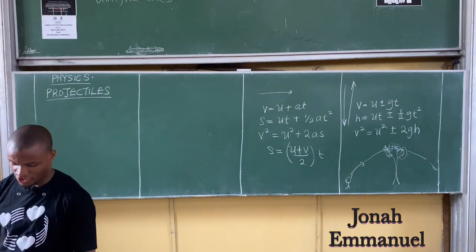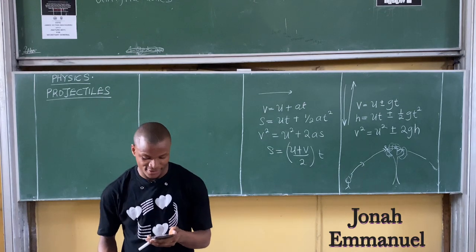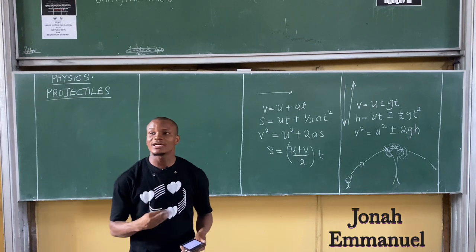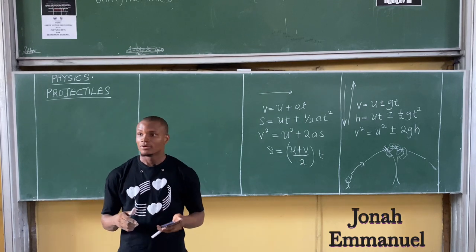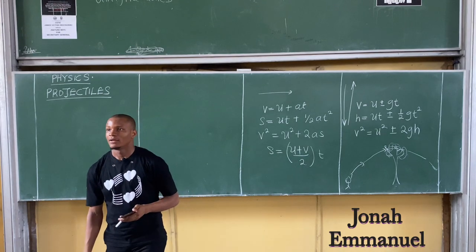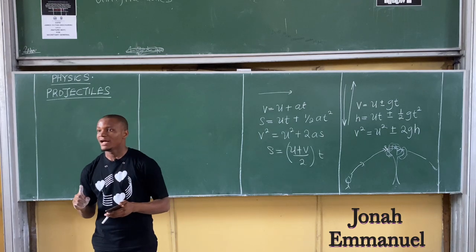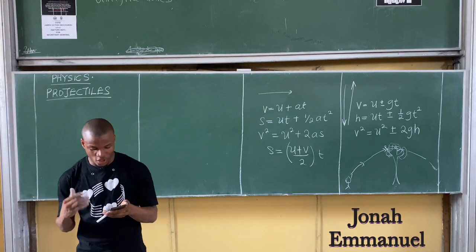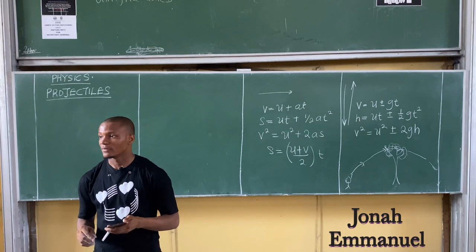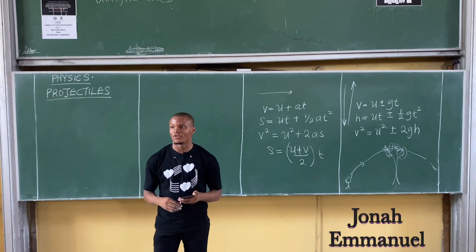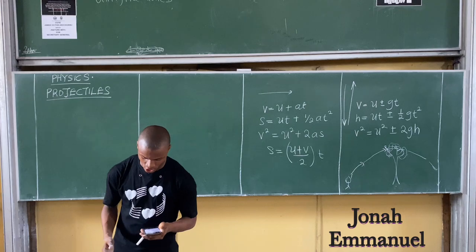Definition. A projectile motion is the motion of an object projected upwards at an angle into the air and moving under the influence of gravity.